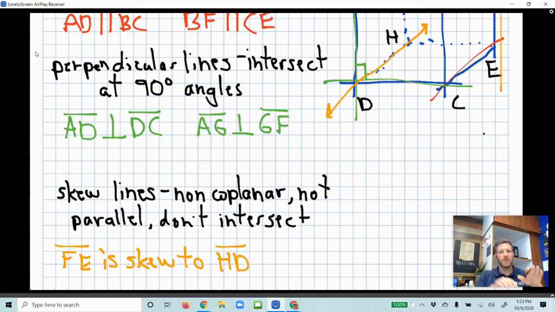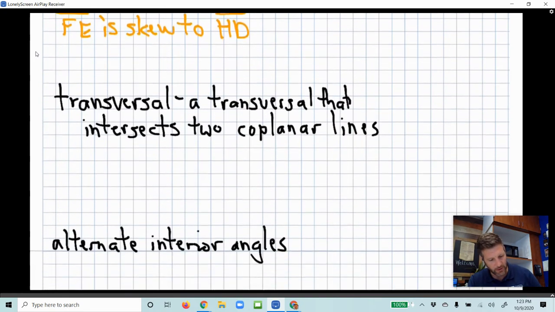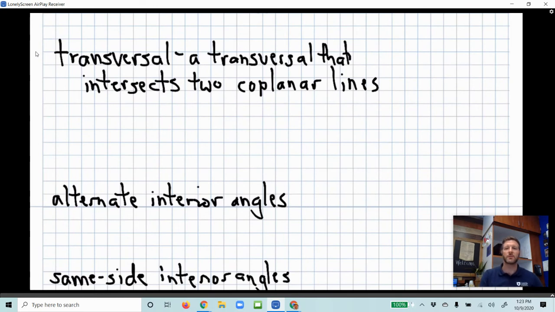Okay, so they're not on the same plane, and they don't intersect, and they're not parallel to each other. That's what skew lines are. Okay, and that we'll leave our drawing behind for another topic, these things called transversals.